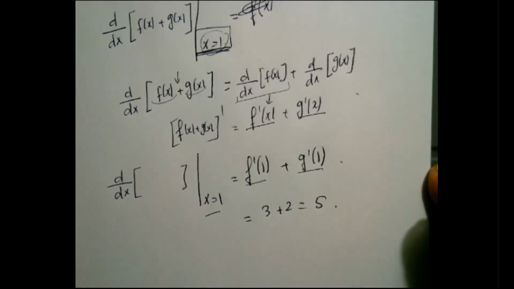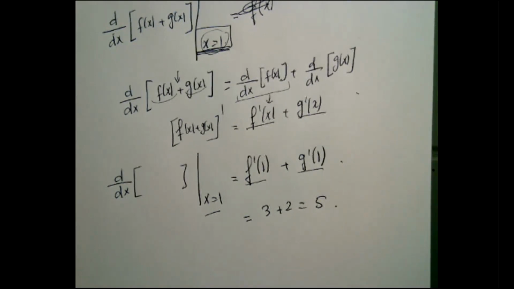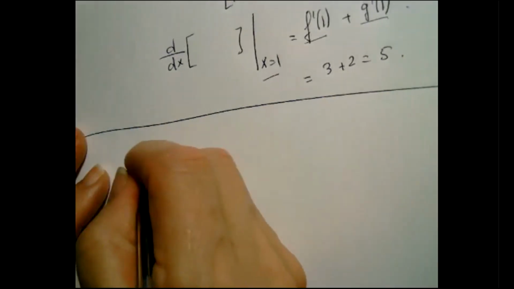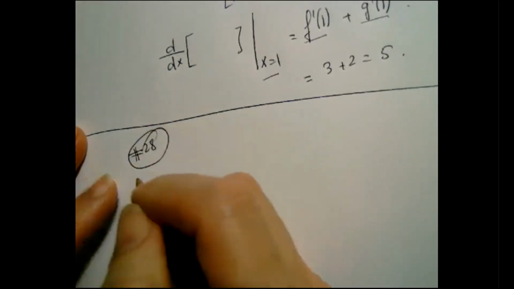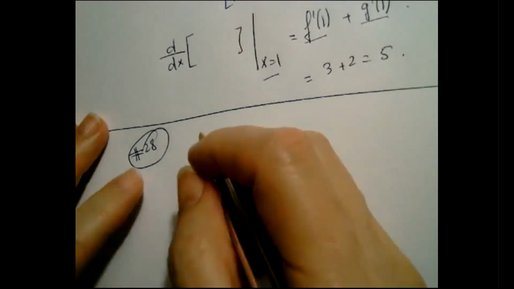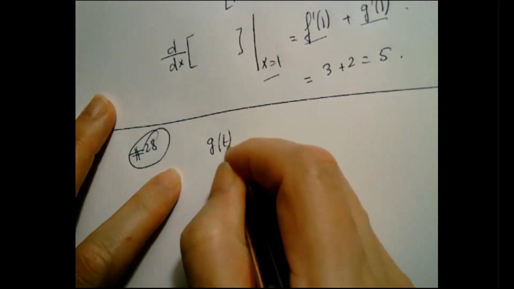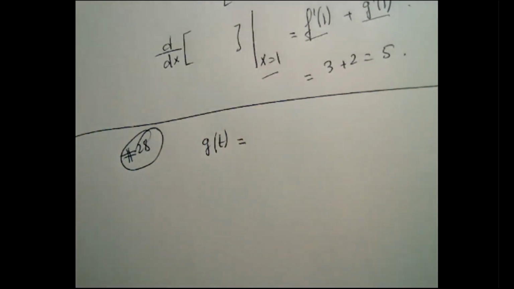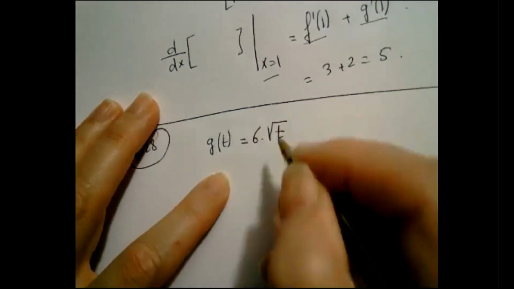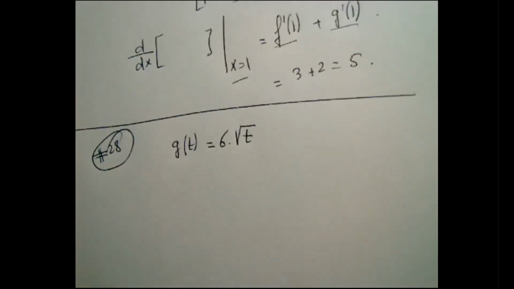Okay. All right, now let's look at your second problem, which is number 12. We did that. Sorry, number 28. So try to go by increasing order. So number 28. Okay. And this is the function g of t equal to 6 times the square root of t. And the question is to find the derivative.